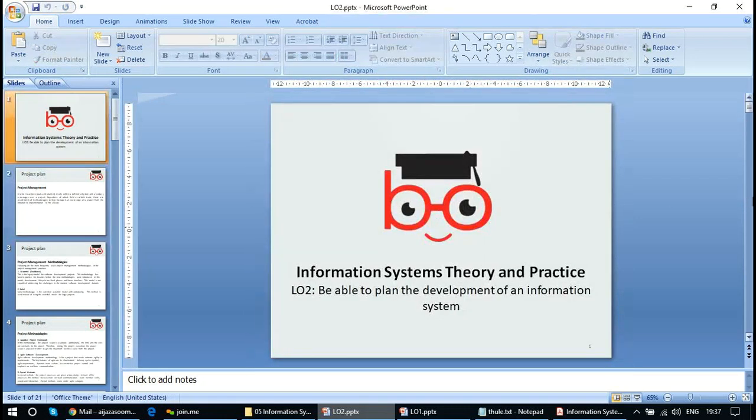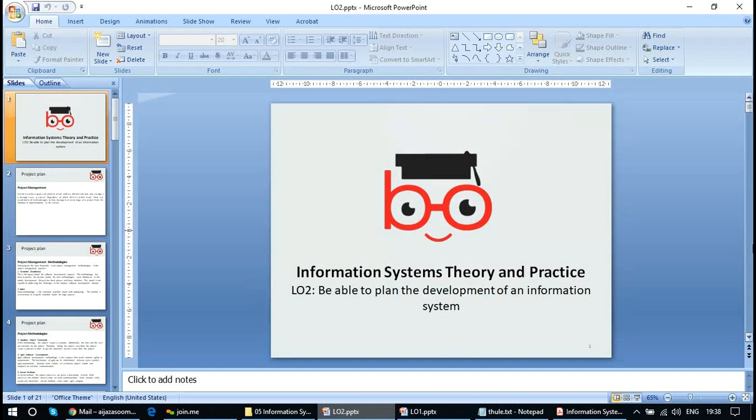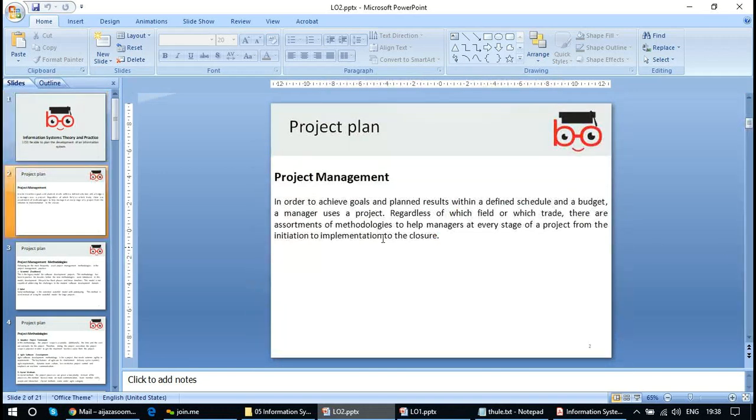Normally we ask, what project are you doing? Do you have any project in your mind? The word project is used in a broad sense. Regardless of which field or trade, there are assortments of methodologies to help managers at every stage of a project, from the initiation to implementation to the closure.